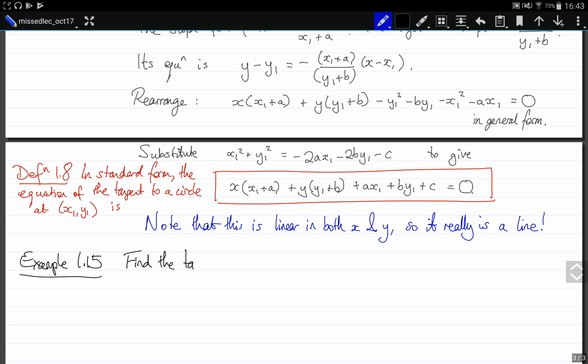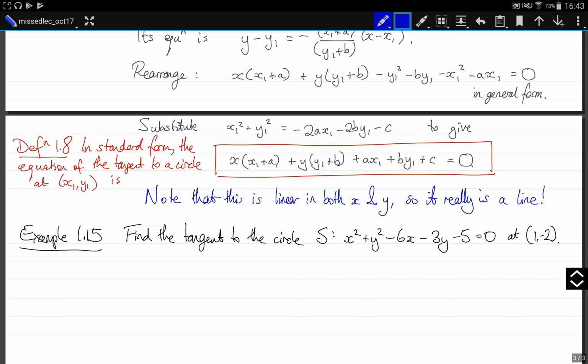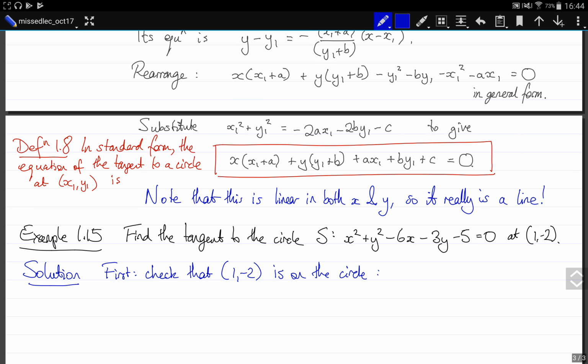Find the tangent to the circle, which we'll call S, that has equation x squared plus y squared minus 6x minus 3y minus 5 equals 0 at the point 1, comma, minus 2. And for the skeptics, I'm first going to check that the given point, 1, minus 2, is on the circle. How do I do that? Well, I just substitute x equals 1, y equals minus 2: 1 squared plus minus 2 squared, minus 6 plus 6 minus 5 does indeed equal 0.